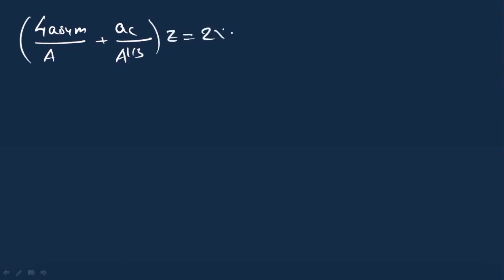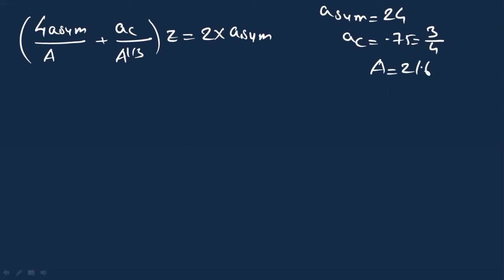So now let's see what is inside the bracket. Within the bracket you have 4 asymmetric divided by A plus AC by A to the power 1 by 3. This complete term multiplied with Z equals 2 into asymmetric, right? The asymmetric value was given to you as how much? 24. AC was 0.75, which you can write as 3 by 4 so that it will become easy for calculation. A was 216. So we will substitute the values here.